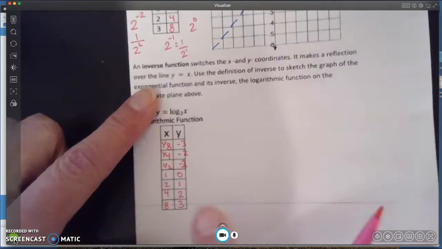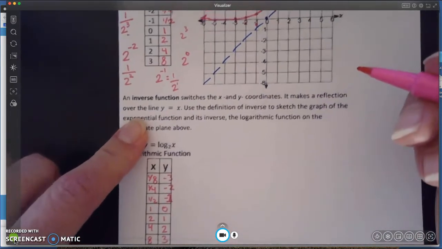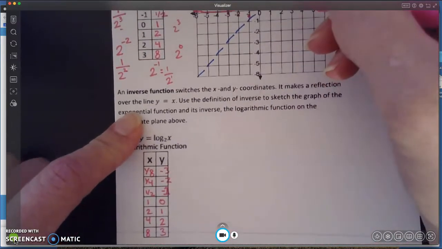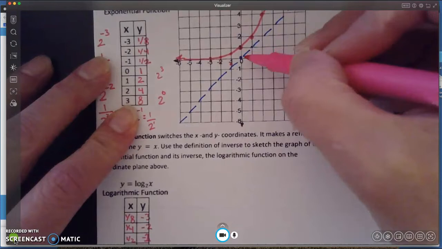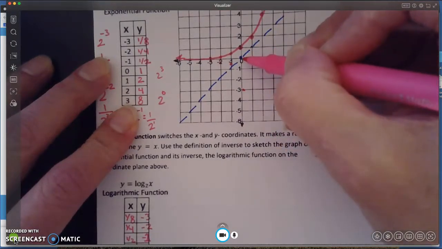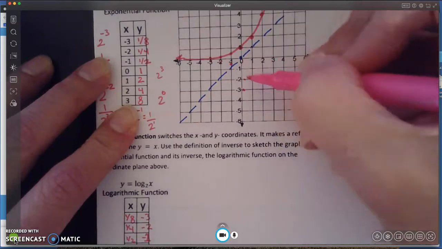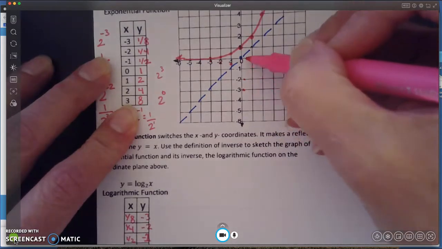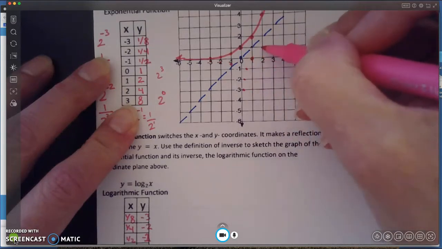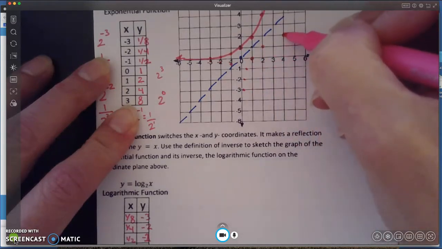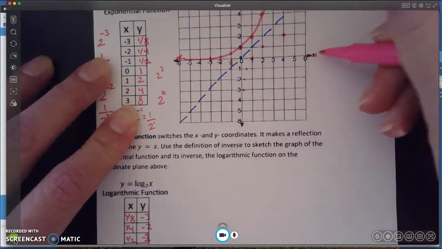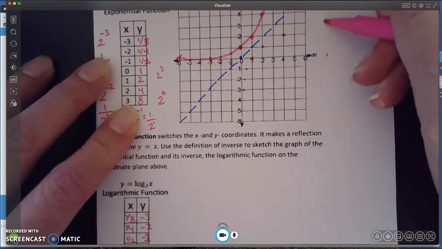Oh, sorry, you couldn't see the bottom. Alright, so now I'm just going to graph these points over here. So 1/8 and -3. Barely there. 1/4 and -2. Barely there. 1/2, -1. A little easier to graph that. 1, 0. 2, 1. 4, 2. The one on the bottom was 8, 3. So 6, 7, 8, and then up 3.